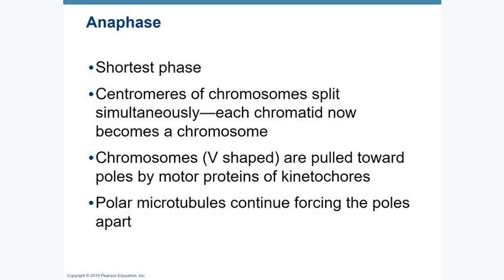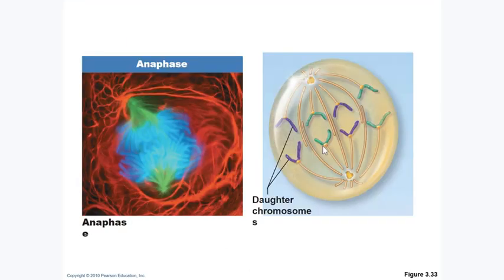Anaphase is the shortest phase, and this is where the centromeres of the chromosomes split simultaneously, and each chromatid now becomes its own chromosome. These chromosomes are now V-shaped and are pulled towards the opposite pole by motor proteins and polar microtubules pulling them completely apart. So you can see they've separated at that plate and are now pulling apart.